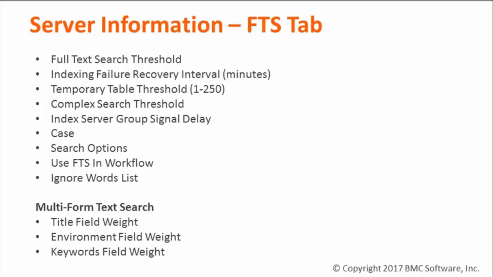Some of the other parameters defined on this one are the full text search threshold, and this sets the maximum number of search results returned from the search engine, and the default value for this setting is 10,000. Some customers have found that reducing the number to 500 has yielded better performance, but there is a trade-off where fewer results are returned. You'll need to decide which option works best for your environment and needs, but you may want to consider reducing the value if performance is an issue.